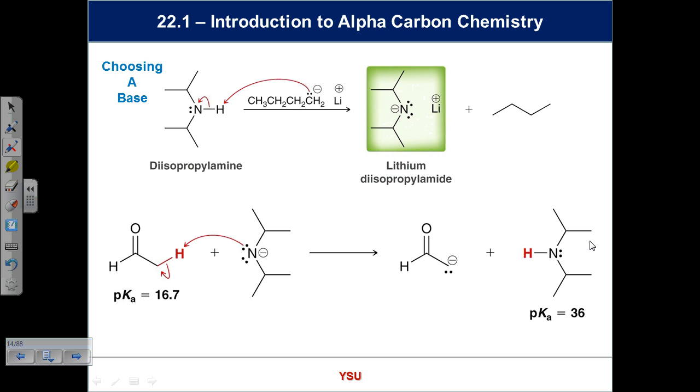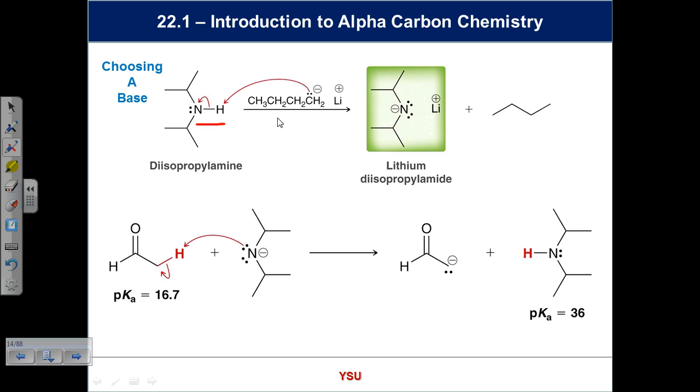Now I mentioned designer bases. This is a very, very useful base. This is a very powerful base. It is a nitrogen base called lithium diisopropyl amide. And everybody in the audience ought to be able to tell me what the approximate pKa is for that N-H bond. 38, quite high. So that tells you you need to take it off with a quite powerful base.